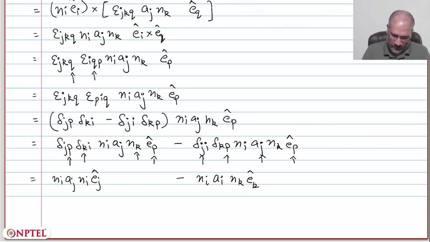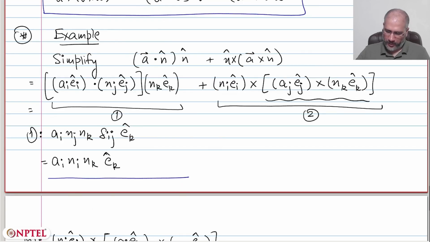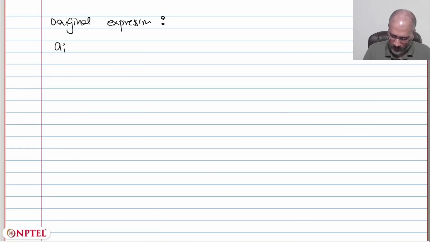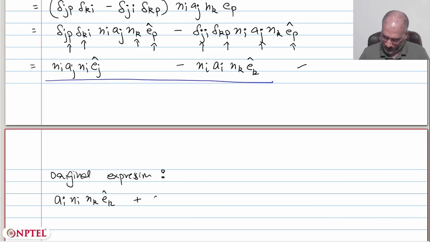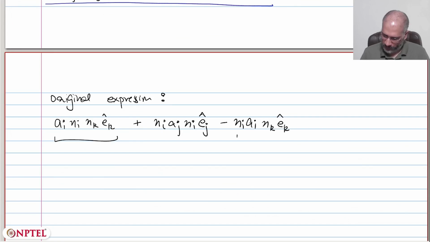So let's give it a blue underline. I'll go back up and give this a blue underline as well. We don't need this numbering. So now we'll go back to our original expression and replace the values 1 and 2. Ai Ni Nk Ek plus Ni Aj Ni Ej minus Ni Ai Nk Ek.